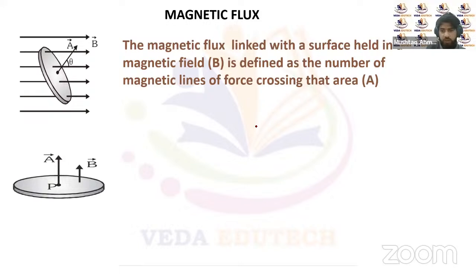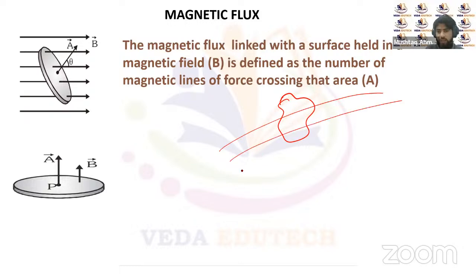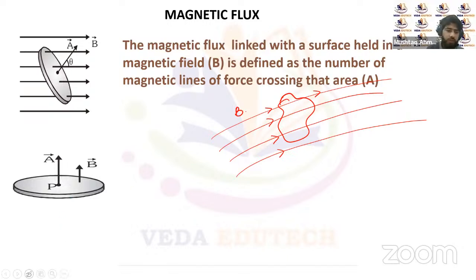let's suppose that we have an arbitrary shape of area, and there is some magnetic field in this area. There are some magnetic field lines in this area, and these are non-uniform magnetic field lines. You can say that these magnetic field lines are not parallel to each other. Now let's suppose that I am choosing an area element here.